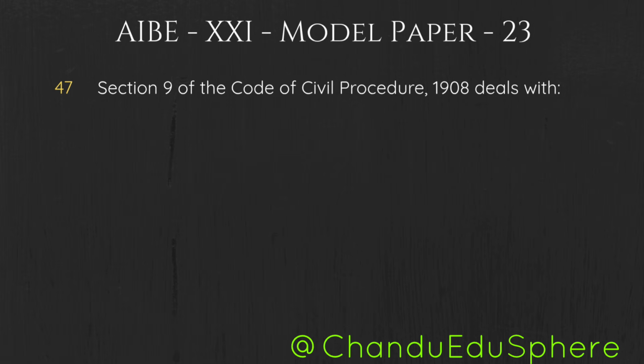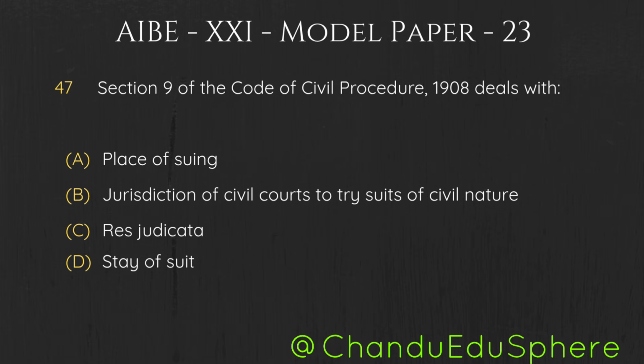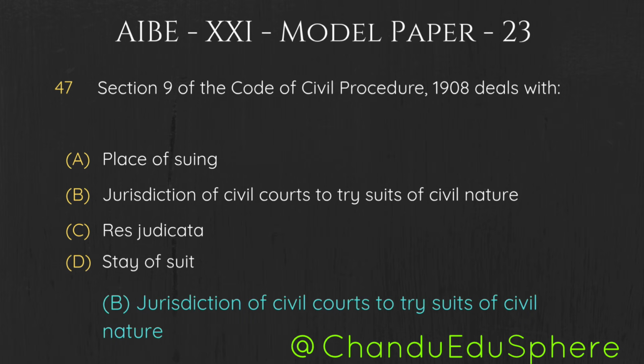Section 9 of the Code of Civil Procedure 1908 deals with Section 9 of the CPC mandates that civil courts shall have jurisdiction to try all suits of a civil nature unless their cognizance is expressly or impliedly barred by statute. So B is the right choice.